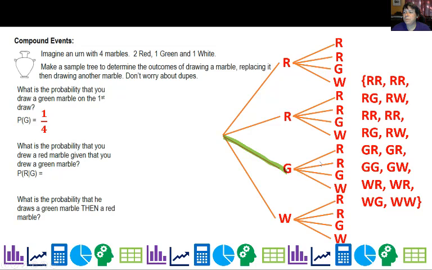Well, if you look at the green branch right here, so we know we traveled down this green branch. What's the probability the next marble's red? Well, it's 2 out of 4, or 1/2. And then what is the probability that he draws a green marble, then a red marble? Well, there are 2 outcomes out of 16, or 1/8.